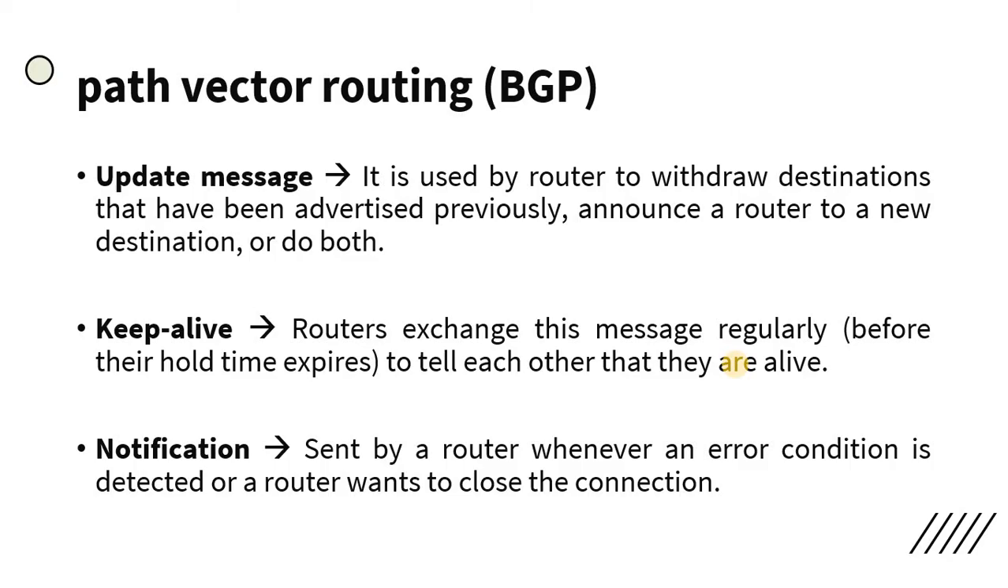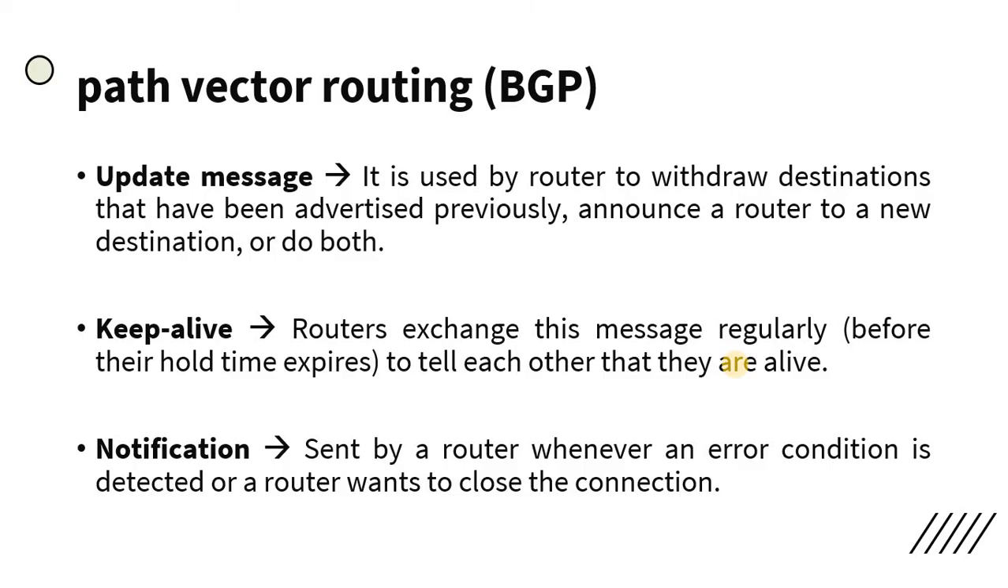Next is the keep alive message. Routers exchange this message regularly, before the hold time expires, to tell each other that they are alive. Suppose 100 routers are connected in the network; to tell each and every router in the network that I am alive, I am still in the network, the message transferred between those multiple routers is called the keep alive message.